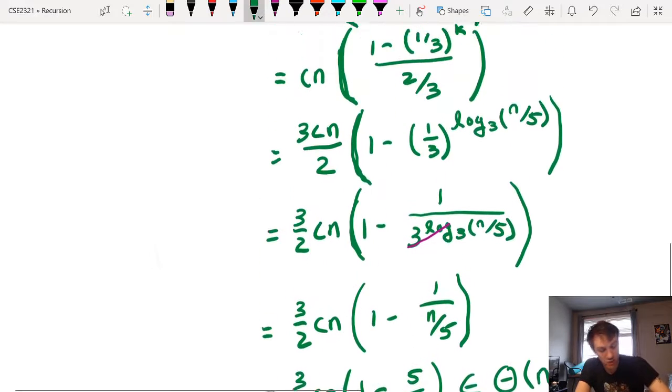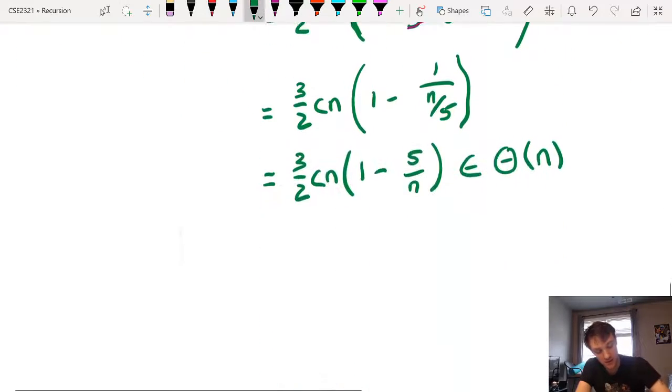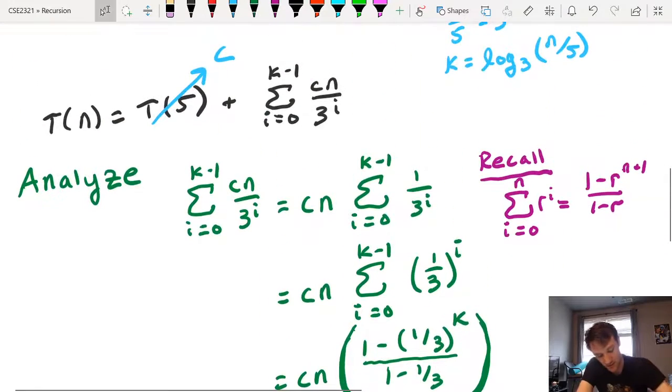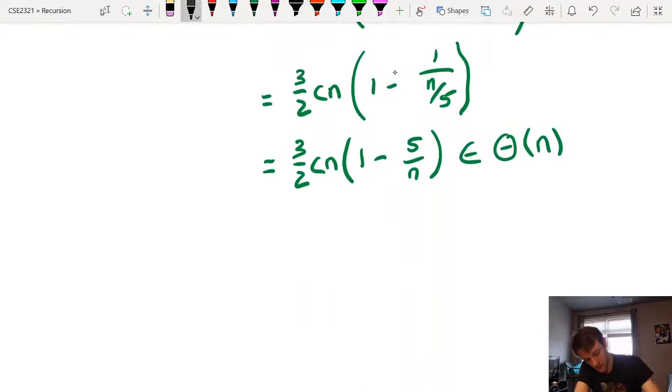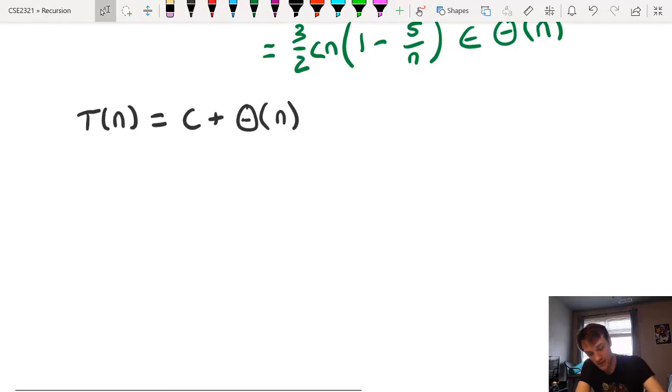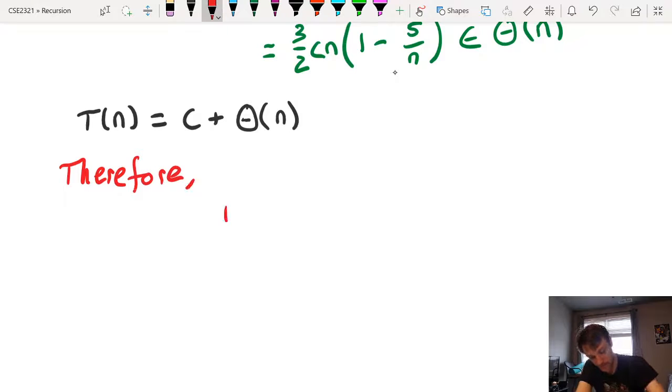So, that's a bit of a long-winded way to get there, but the original summation from i equals 0 to k minus 1 of cn over 3 to the i is in theta of n. So let's substitute that. We get t of n is equal to c plus the summation we know is in theta of n, which now it's not too bad to see from here maybe. We could say, therefore, t of n is in theta of n.